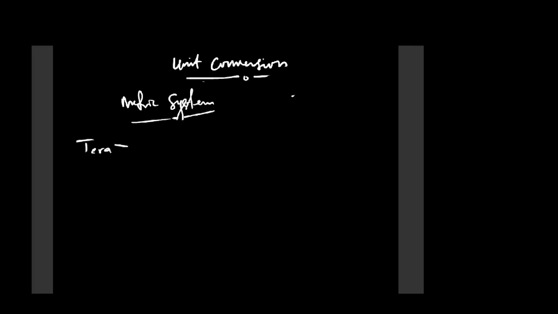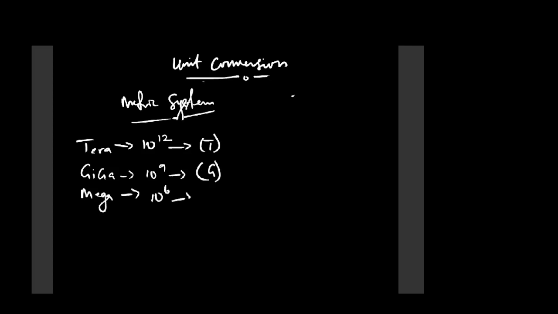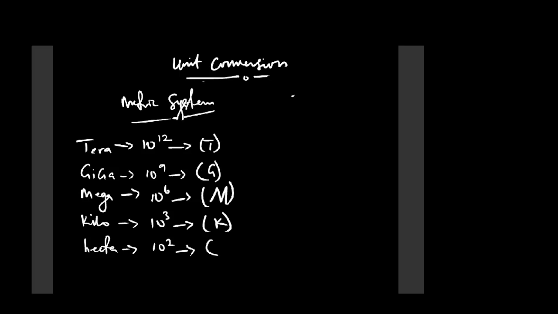So when you talk about tera, we have 10 to power 12, and the symbol is just capital T. And we have giga, and the unit of that is 10 to power 9, and it is denoted with G. And we have mega. The unit of this is 10 to 6, and it is denoted with capital M. Then we have the next one, which is kilo, and that is 10 to power 3, and that is capital K. And the next one is hectare. Hectare, we have it to be 10 to power 2, and the symbol is H.